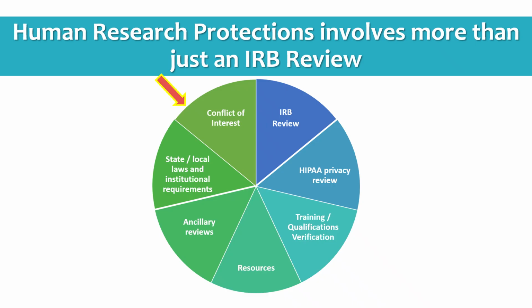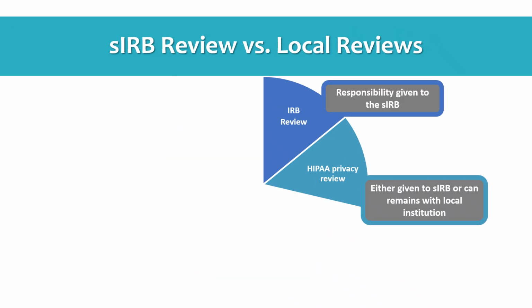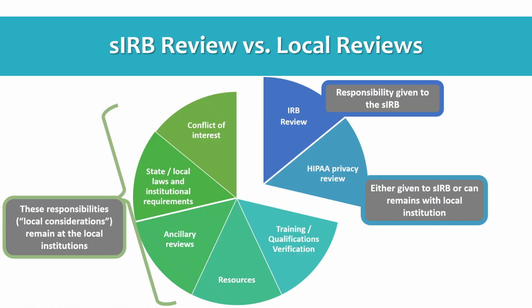any conflicts of interest. When using a single IRB or SIRB, the SIRB assumes responsibility for the IRB review and sometimes the HIPAA privacy review. However, the other pieces of the pie remain the responsibility of the local institution because they know this information best. These pieces are called local considerations.